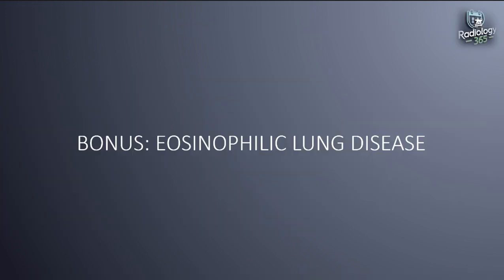Now, for a little bonus, we'll talk about eosinophilic lung disease, which is a spectrum of diseases that feature accumulation of eosinophils in the pulmonary air spaces and interstitium. Now, that should tell us that we can't just look at the chest x-ray or CT and call it eosinophilic lung disease. We must have proof that there are actually eosinophils there. Aside from imaging, eosinophils are cells. We can't look at imaging alone to tell us that those cells are present.